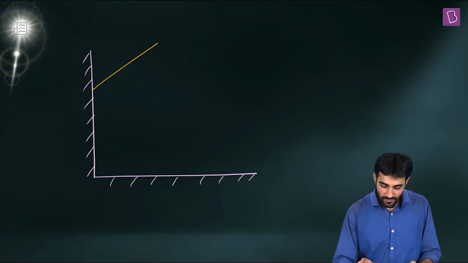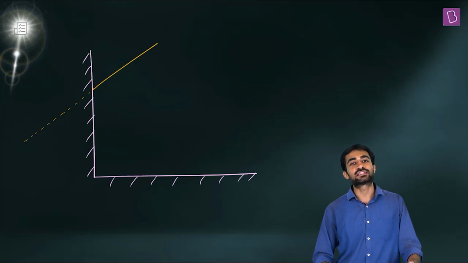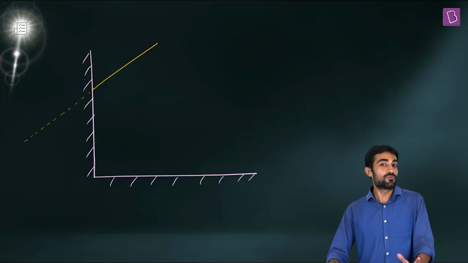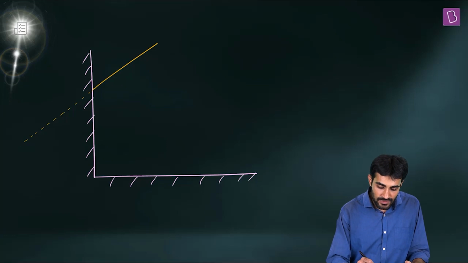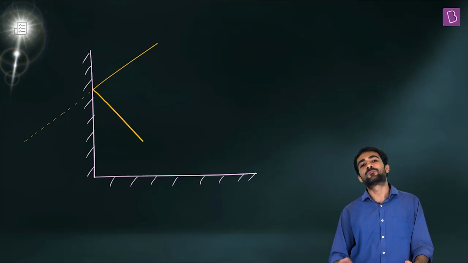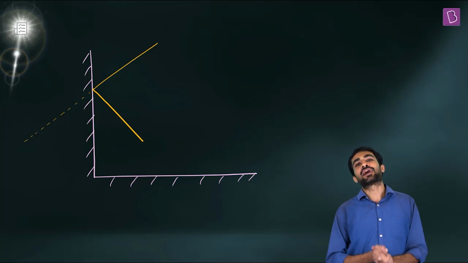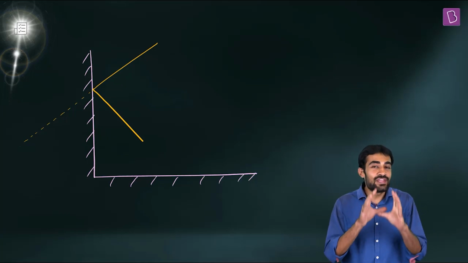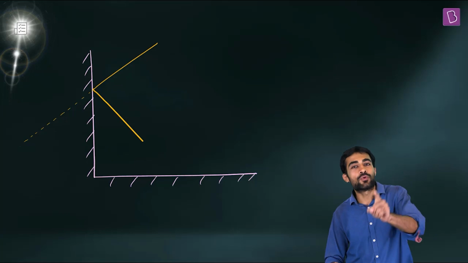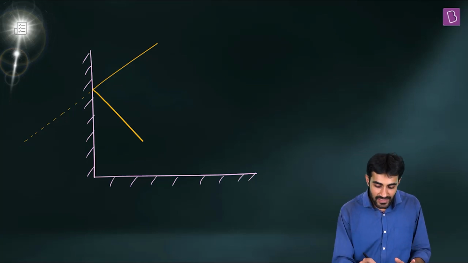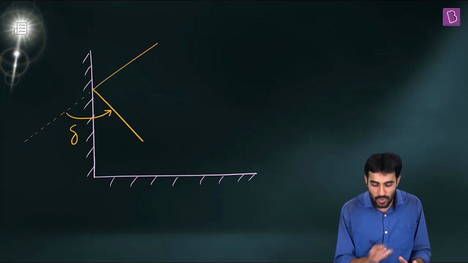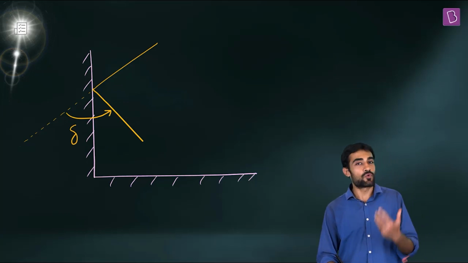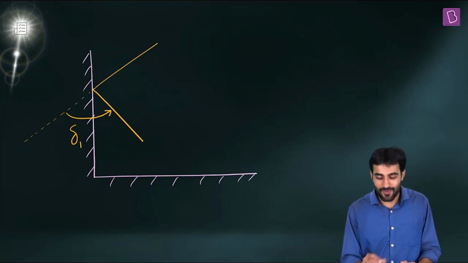Now, if the mirror was not present, this would have been the direction of this light ray, right? But we place the mirror. Now what will happen? The light will change its path. It will go like this. So light has changed its path. So there is some deviation of the light ray from the original path. And the deviation is measured by the angle of deviation, which is called delta. As this was our first mirror, we will call it delta 1.